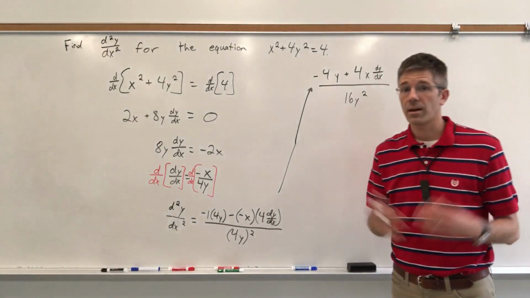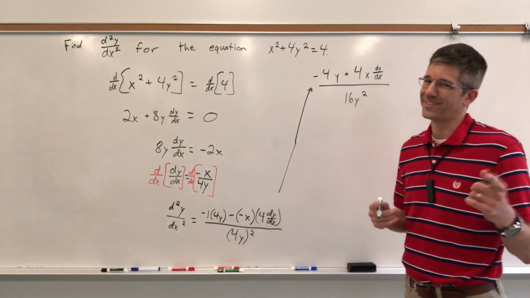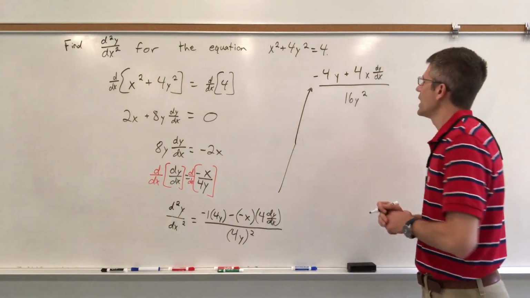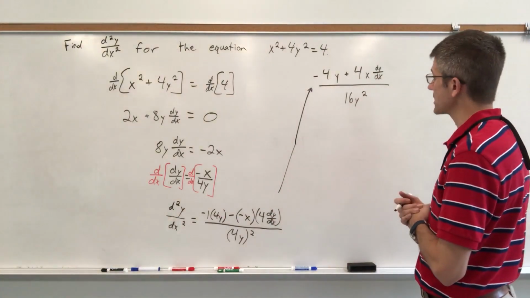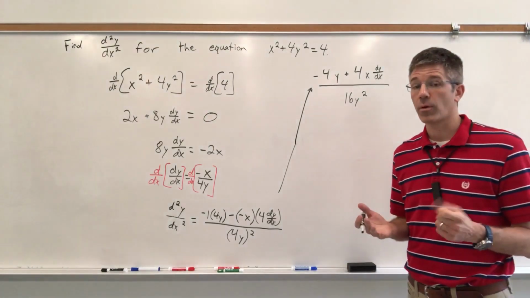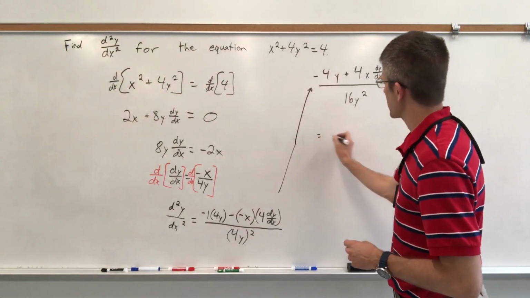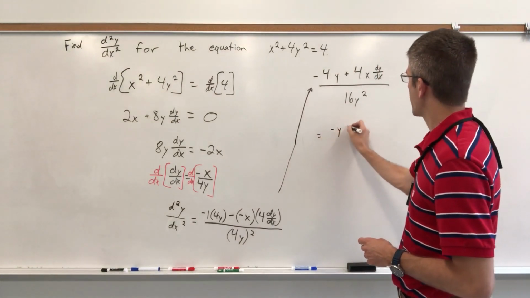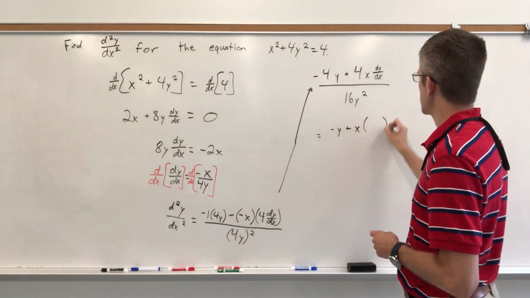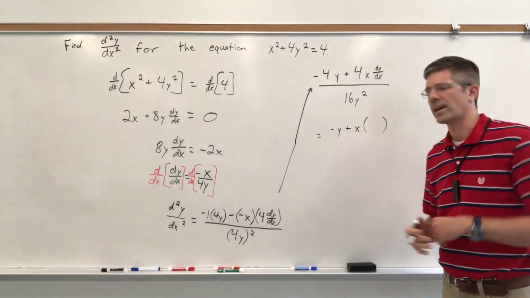If you want to stop there, sure, fine, whatever, but don't stop there. Just don't. I notice that everything is divisible by 4, so I'm going to divide by 4. I'm also going to do something else at the same time, and it's going to look like this. So first of all, negative y plus x times dy/dx.